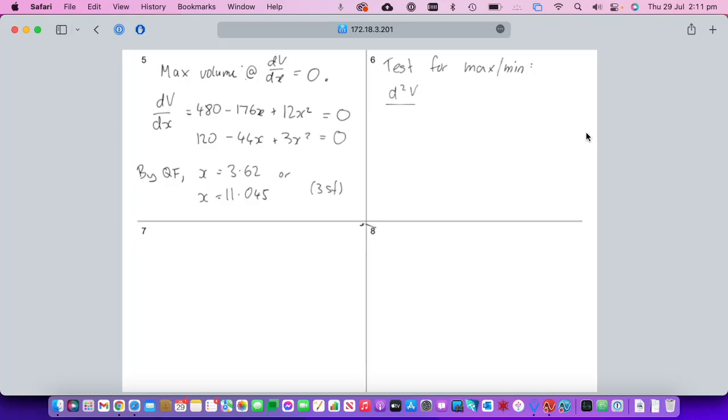Do you remember that's how you write it? d2v dx squared. This is not foreign to everyone, is it? I didn't miss something in your work? You have done the second derivative, haven't you? Yeah, we did. Yeah, I thought so.